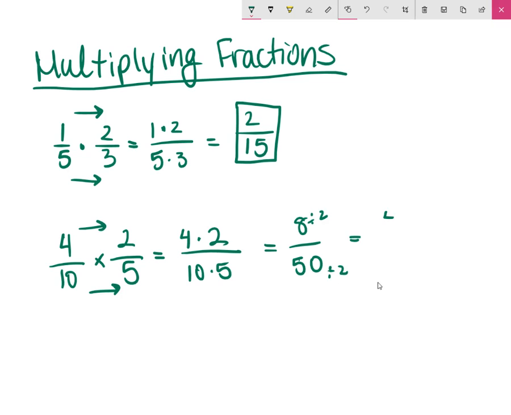8 divided by 2 is 4. 50 divided by 2 is 25. 4 and 25 do not have factors in common, so this is the final answer.